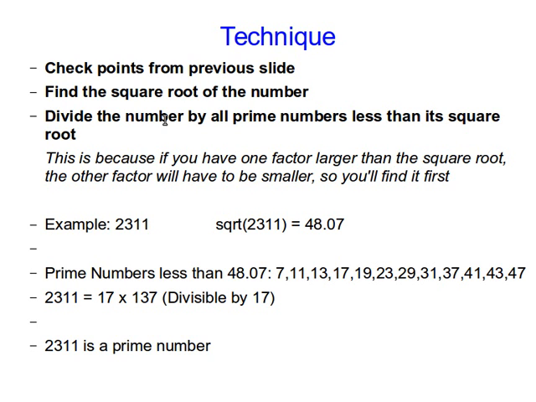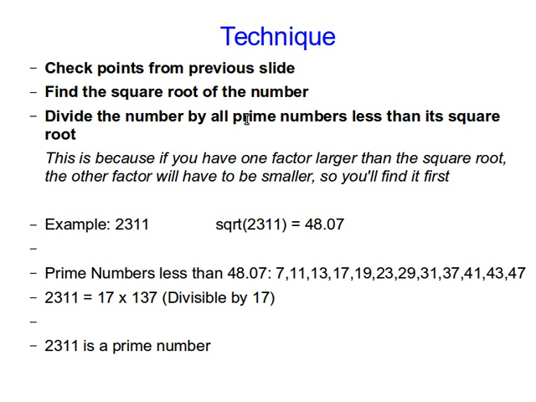The reason we use the square root is that if we factorize the given number, if we just break it down into its factors, and one factor is larger than the square root, then the other factor must be less than the square root, and we will find it first. That's why we take the square root, to save ourselves time. This is just a clever technique, basically.